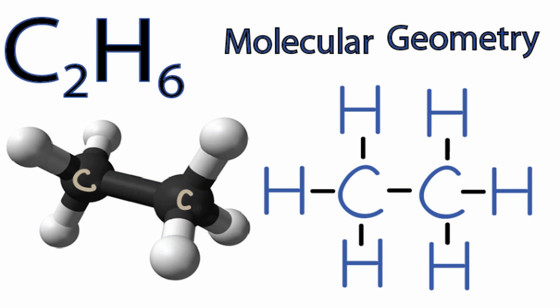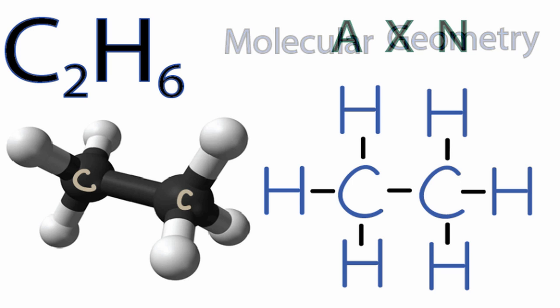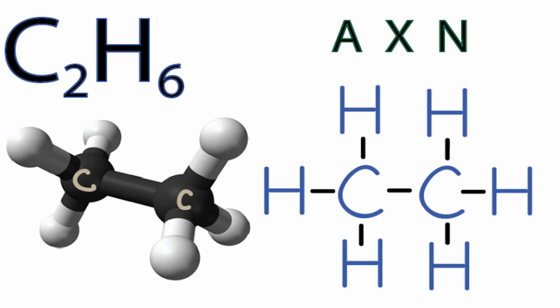We could also find this out using the AXN notation. A, that's the carbon we're interested in. X, that's the number of things bonded to the carbon, and we have four things, the three hydrogens, and then that other carbon there. And then N, that's the number of non-bonding electron pairs. Well, all of the electron pairs here with the carbon are involved in chemical bonds, so we don't have N. We can get rid of that.